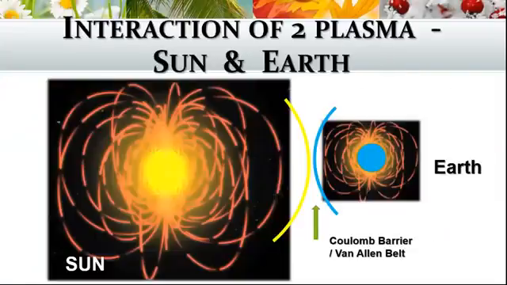And so essentially we have the interaction of the two plasmas. You get the sun and the Earth, and the interaction zone between the two is your Coulomb barrier, or the Van Allen belt, which is around the Earth. That is the interaction zone between the sun's fields and the Earth's fields.